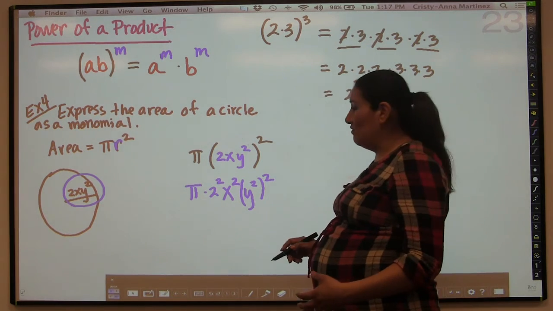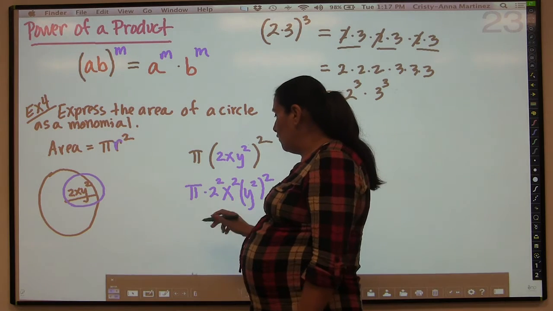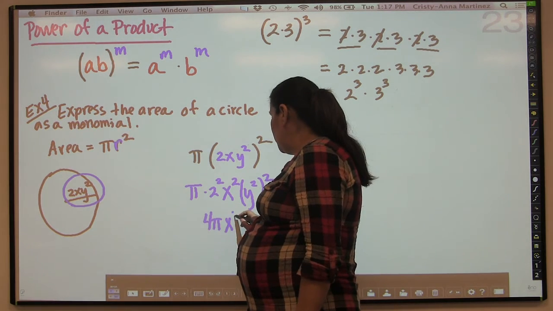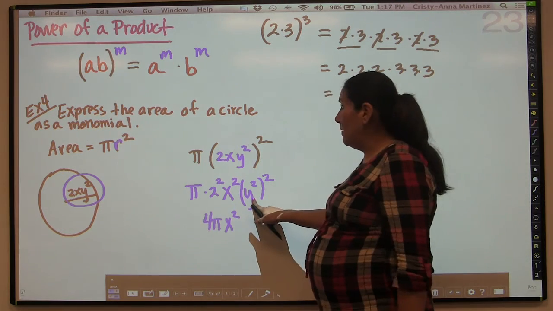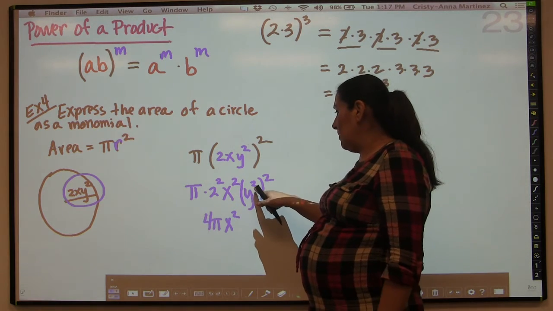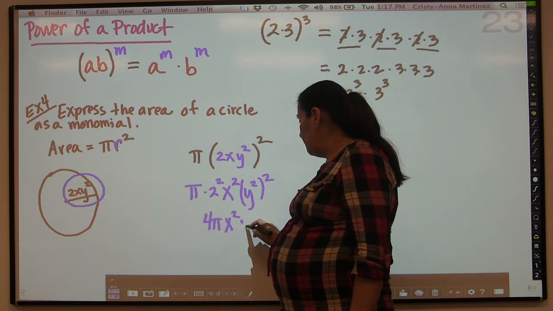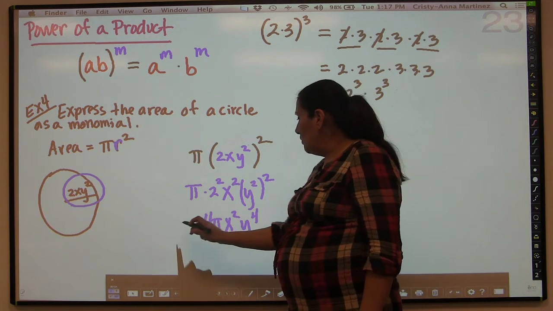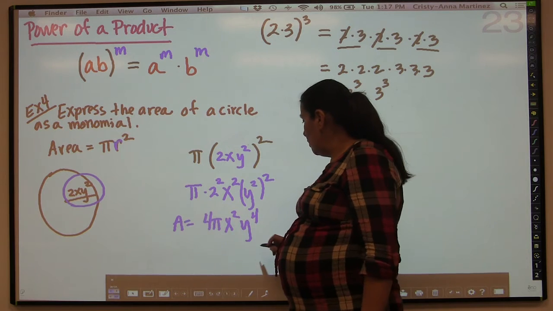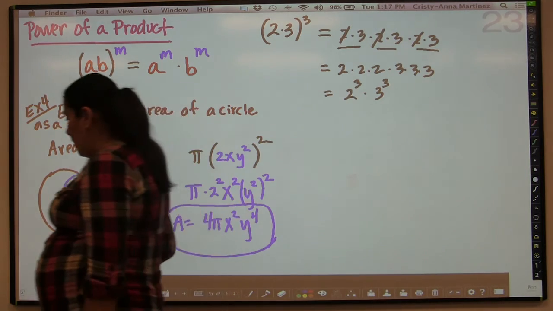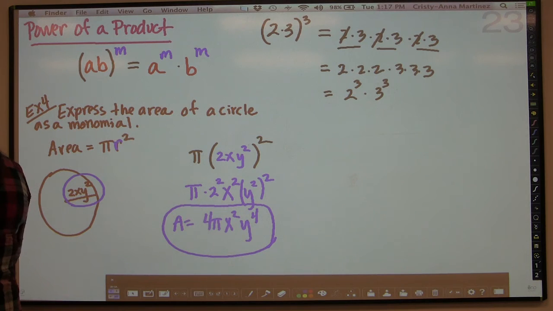Now we get to simplify this, and we know that 2 squared is 4. So we're going to put 4 pi. The x squared is going to be there. And here we're going to use the power from before, which was when you have a power raised to a power, you multiply those. So 2 times 2 is 4. So now we have expressed the area as a monomial, and it will be 4 pi x squared y to the 4th power.